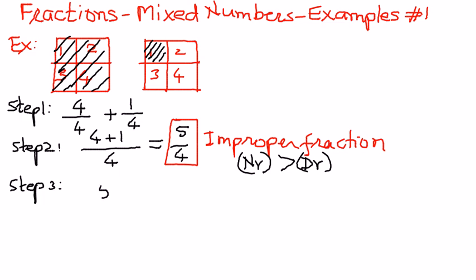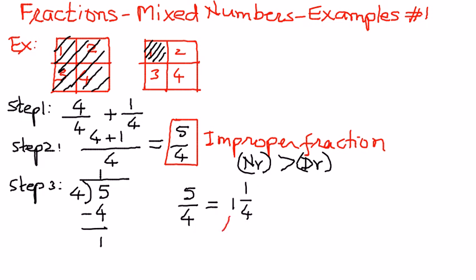We take the numerator, which is 5, and divide it by the denominator, which is 4. 4 times what number is equal to or less than 5? 4 times 1 is 4. We subtract. 5 minus 4 is 1. There is nothing else we can do here. Therefore, 5 divided by 4, we can write that as 1 and 1 over 4.